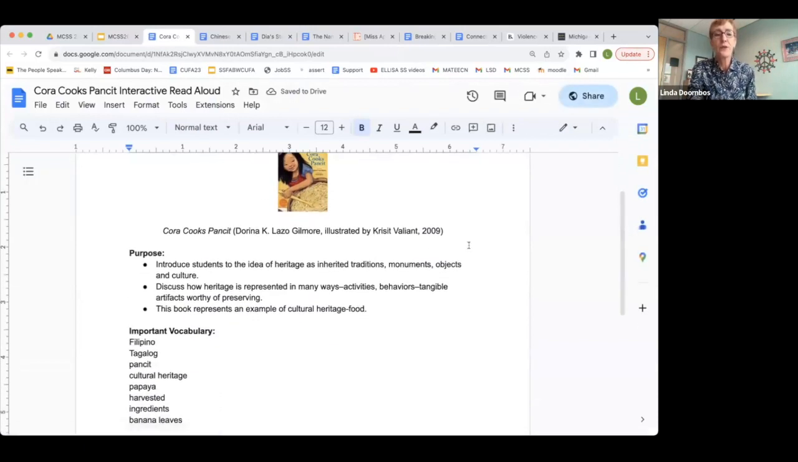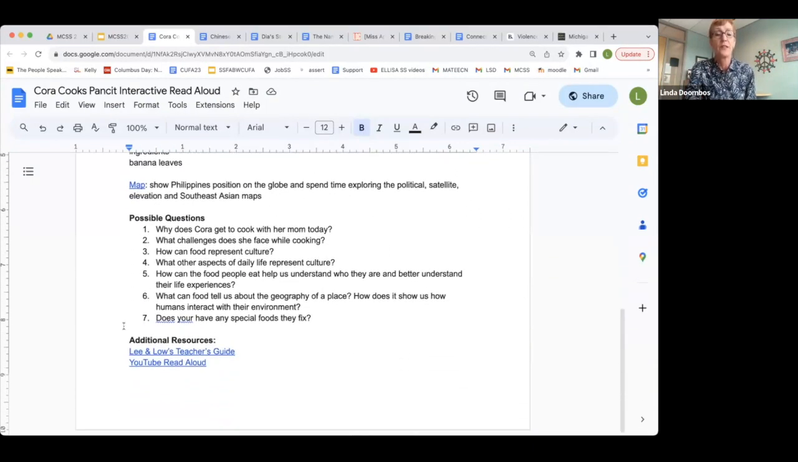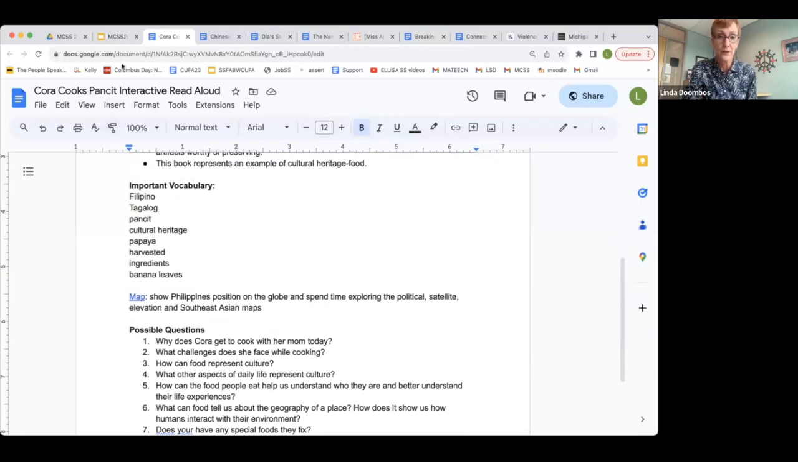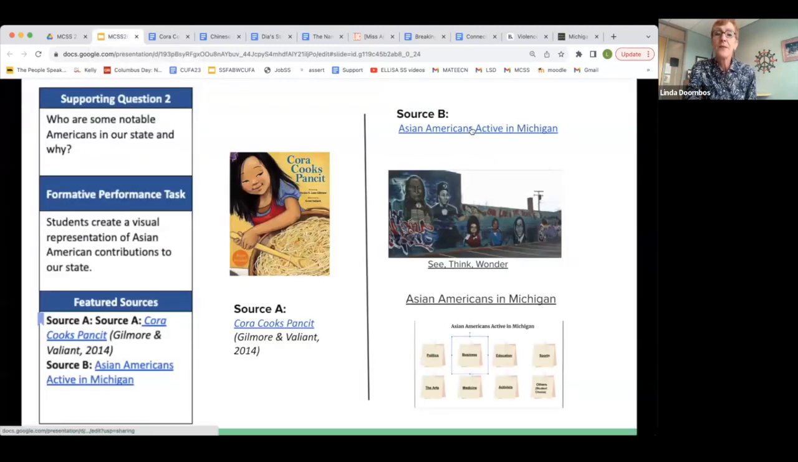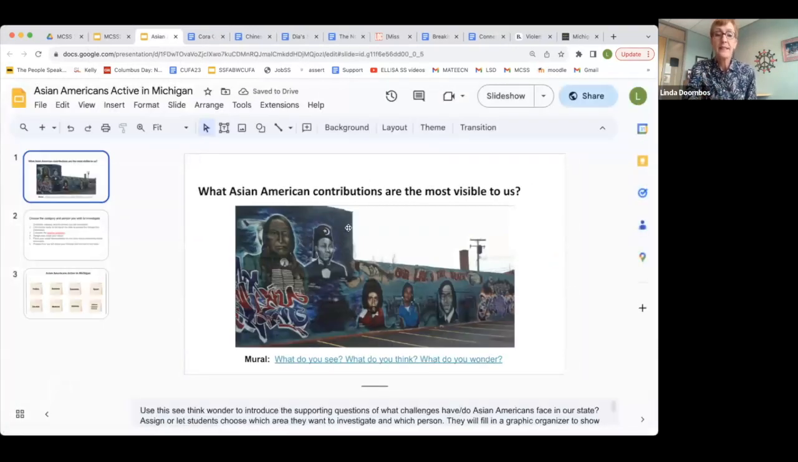And this is to introduce students to the idea of heritage as inherited traditions, monuments, objects of culture, discuss how heritage is represented in many different ways. And once again, there's a map, some possible questions, and some more resources for teachers if you want to just use the book. And then what I have here is a way that you can involve students in investigating Asian Americans that are now active presently in the United States.